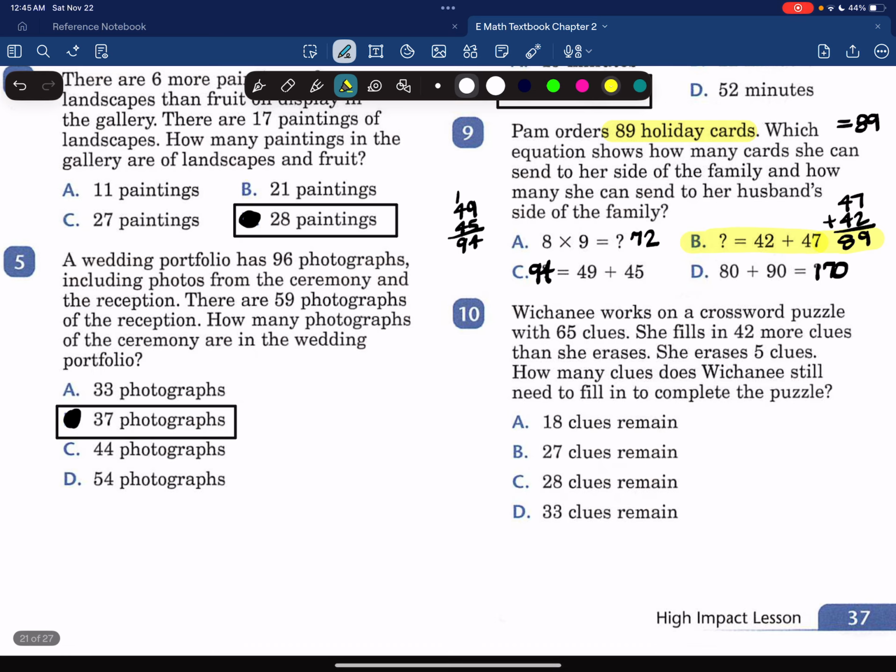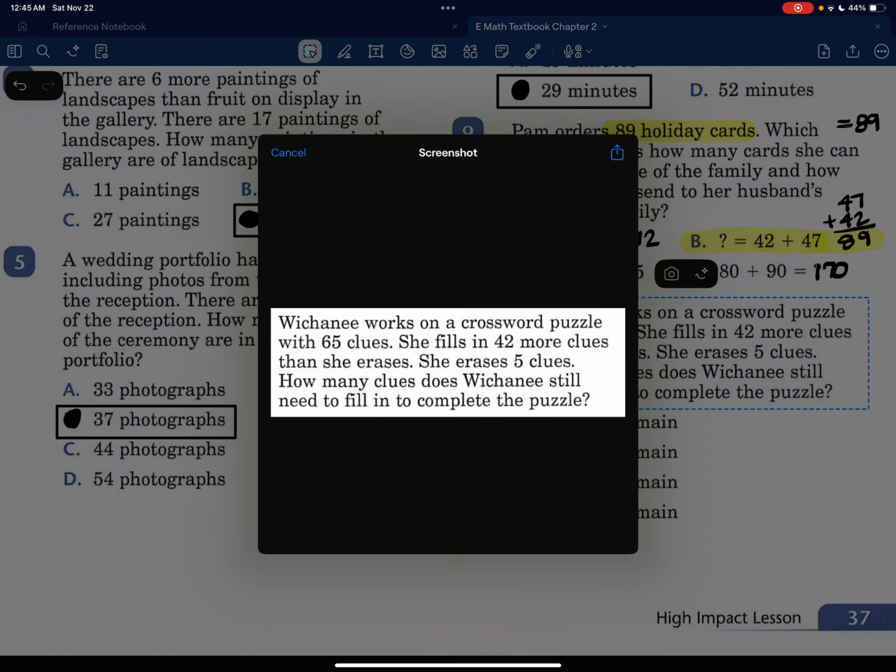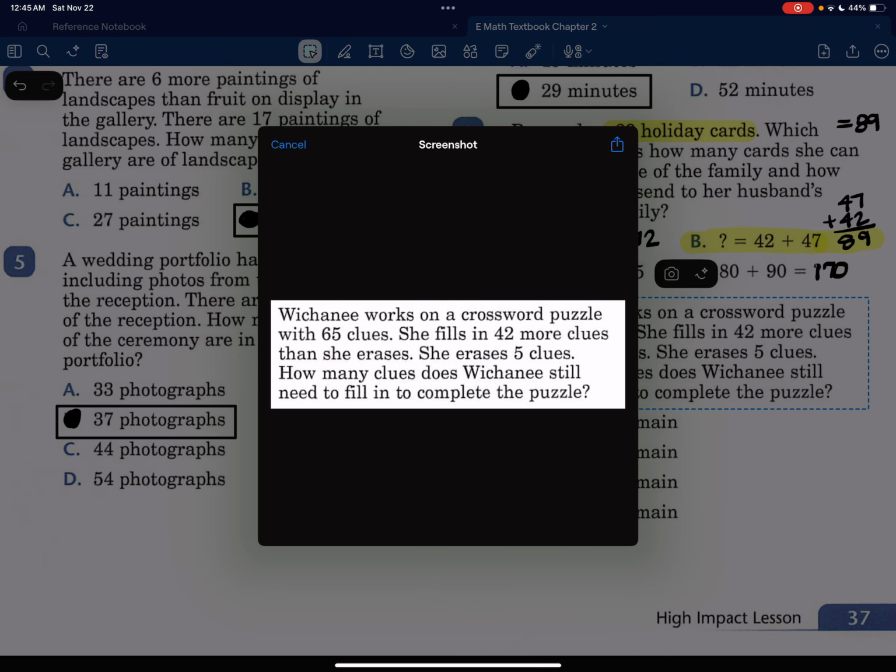Number 10. Whitney works on a crossword puzzle with 65 clues. She fills in 42 more clues than she erases. She erases 5 clues. How many clues does Whitney still need to fill in to complete the puzzle? Okay, don't let this one mess with you. You know how to do it.